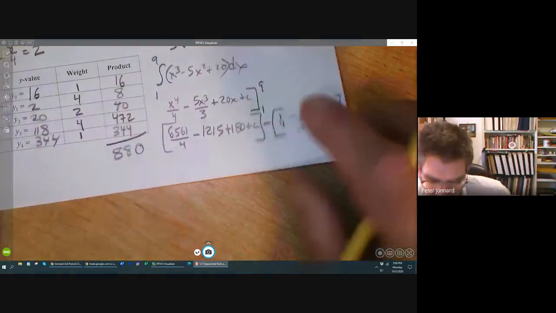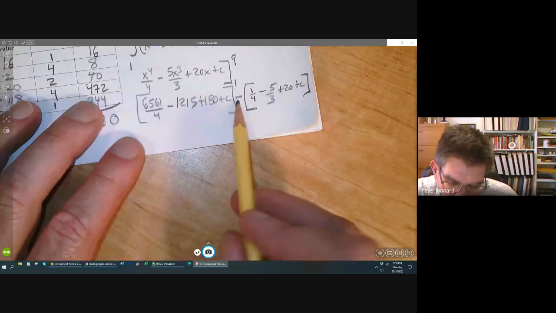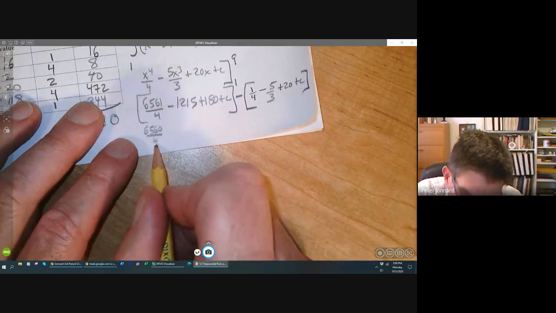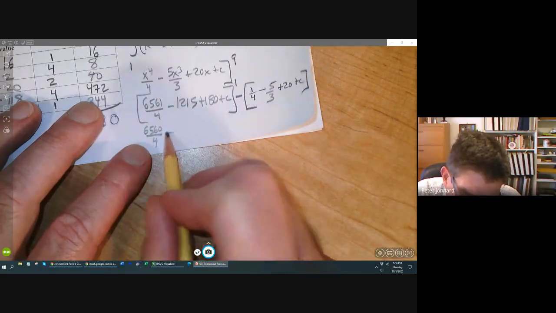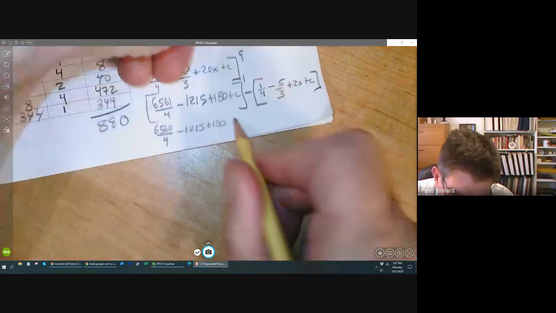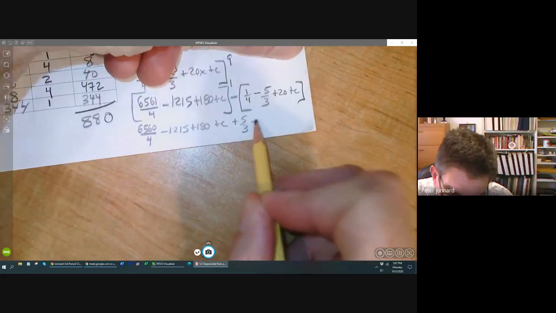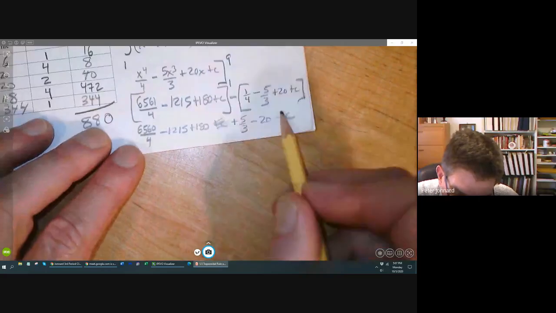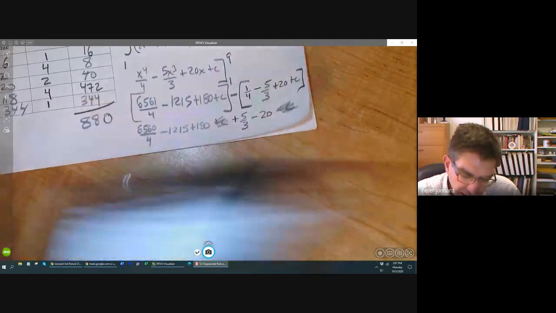Okay, and so I end up with, let's see here, 6561 over 4 minus 1/4 would be 6560 over 4, right? And then I'm going to end up with minus 1215 plus 180. The c's are going to go out, plus c. Okay, I've already done the minus 1/4, so I'm going to do plus 5/3 minus 20 minus c. And so this, I'm just going to simplify this. The c's go out like so. And so I'm going to gather my like terms here.